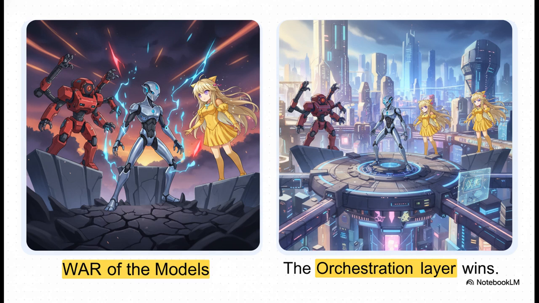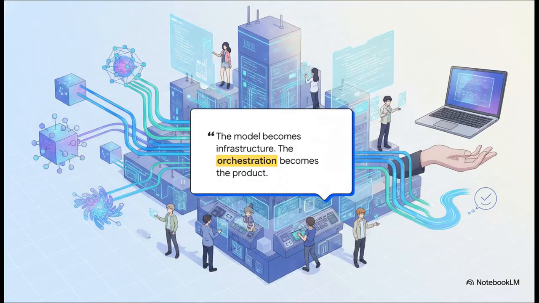The new narrative is that the platform and the orchestration layer win. We are moving right past the model wars. The individual AI model is simply becoming infrastructure. It really boils down to this one idea. The model underneath becomes infrastructure. The orchestration becomes the product.